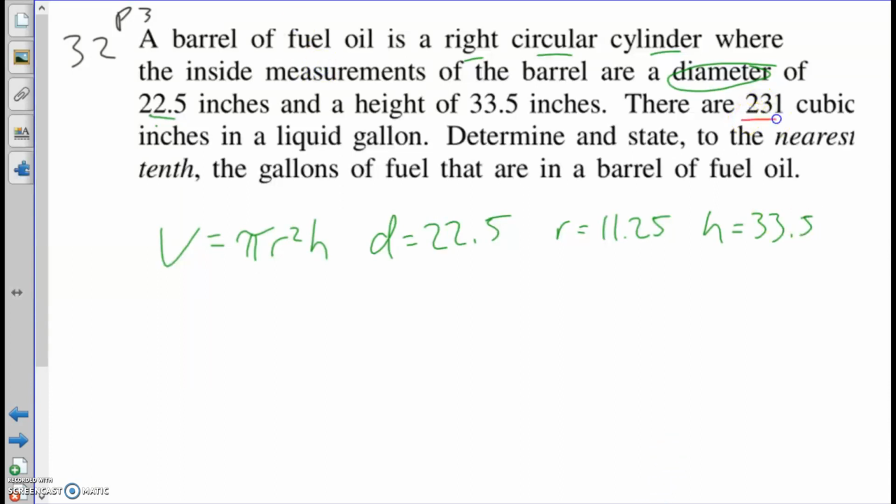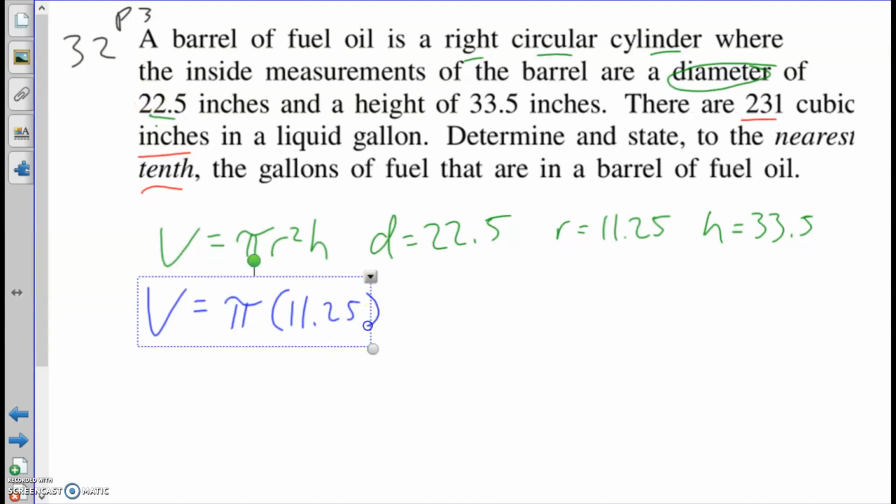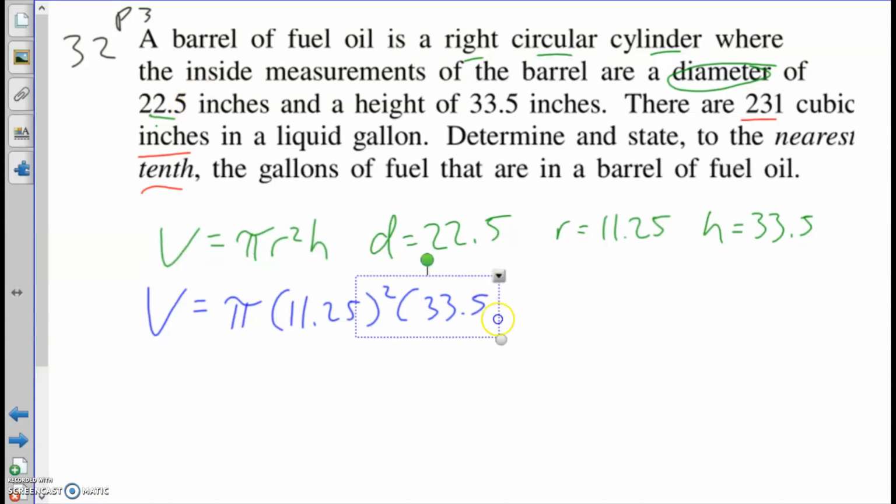There are 231 cubic inches in a liquid gallon. Determine and state, to the nearest tenth, the gallons of fuel that are in the barrel. So there's 231 cubic inches in a liquid gallon. So we need to know how many gallons we have. We need to know the volume. So we are doing the volume formula of our cylinder to start. So pi times our radius of 11.25 squared times our height, 33.5.